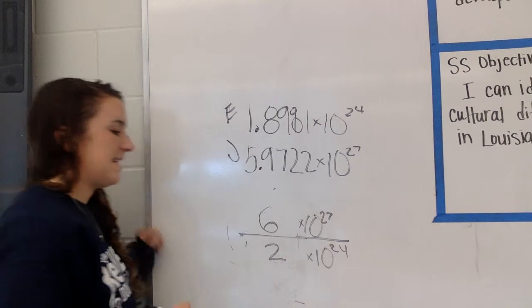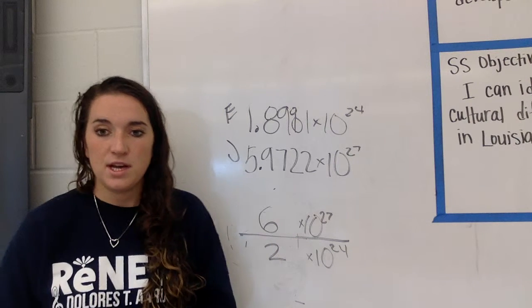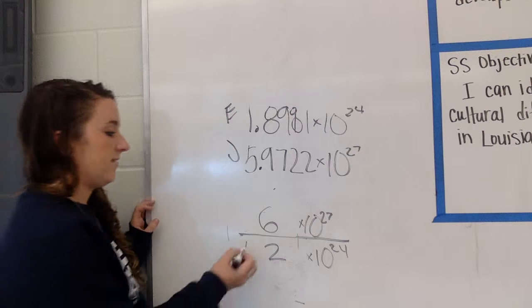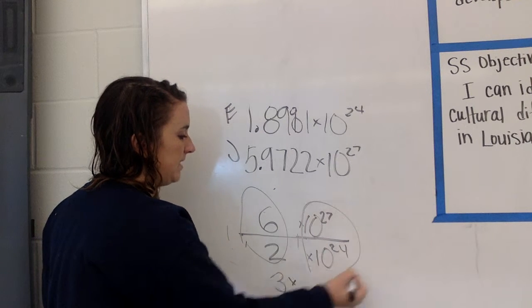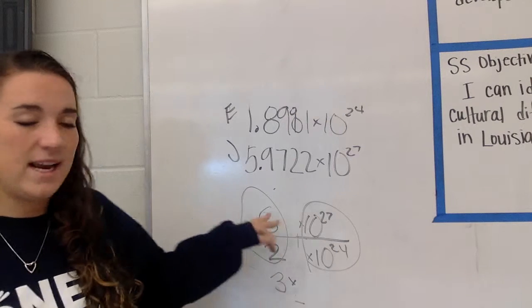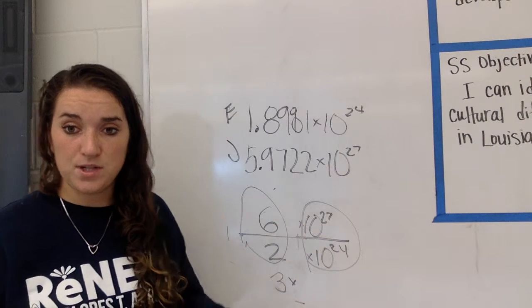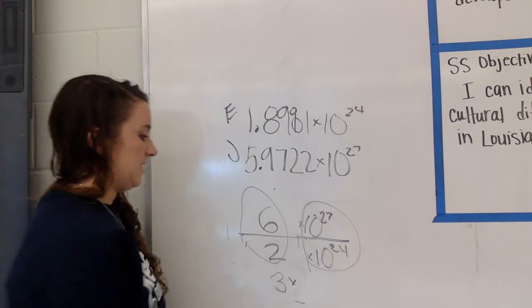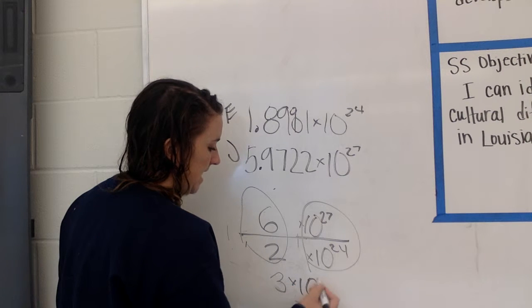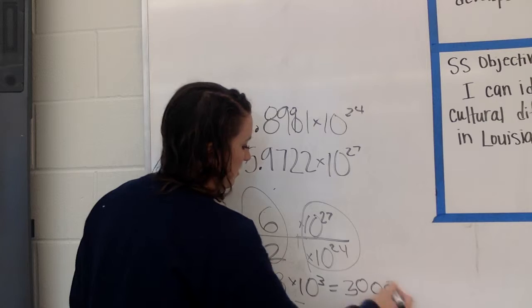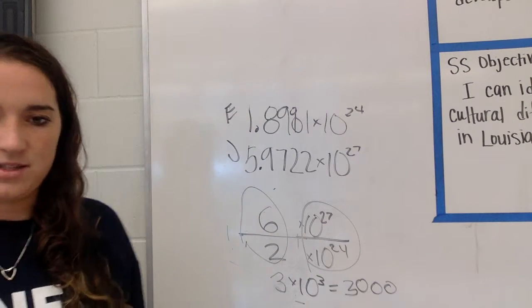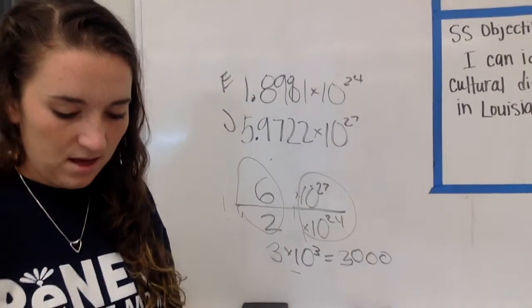this problem is now really easy to solve because I just do my numbers first. 6 divided by 2 is 3, and then I do my tens. When I am dividing with the same base, what do I do with my exponents? I subtract them, so it'll be 10 cubed, which can also be written as 3,000. So that was the answer to part C.